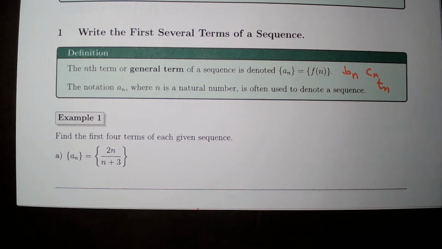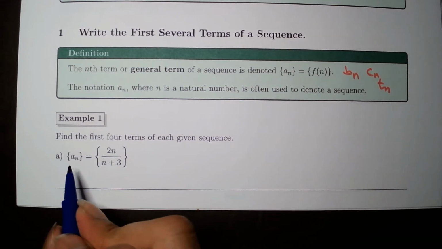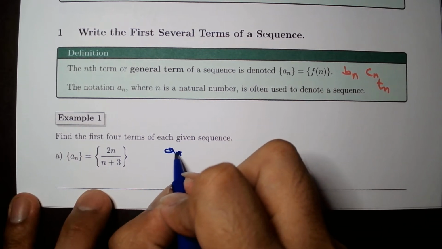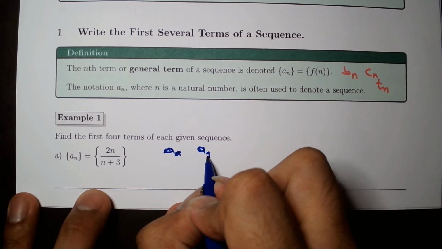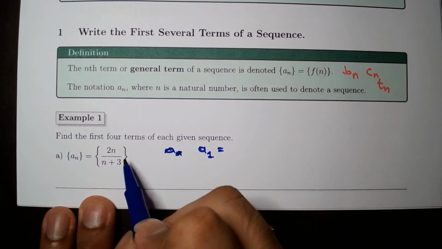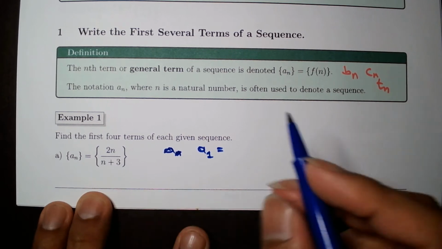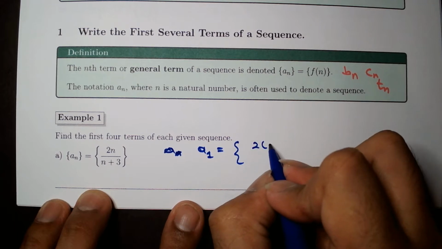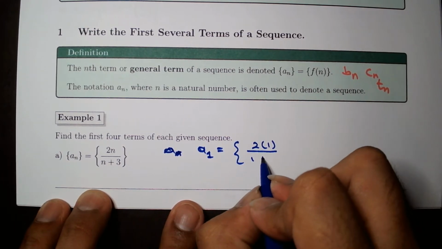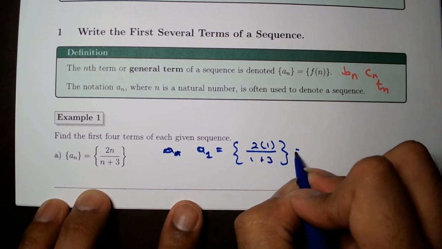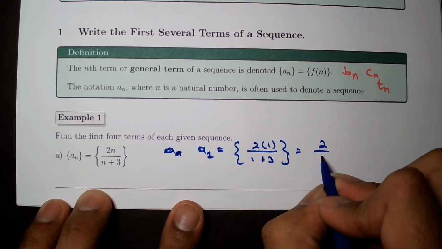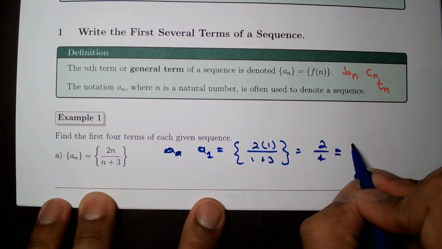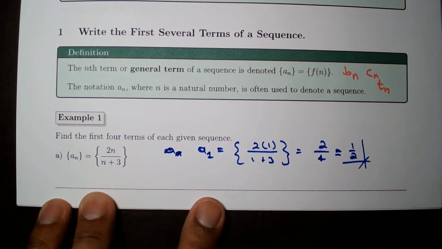All we do is plug in numbers. We're going to find a sub 1. For the first term, everywhere you see the letter n, substitute 1. So that's 2 times 1 over 1 plus 3. 2 times 1 is 2, 1 plus 3 is 4. This can be simplified to 1/2.